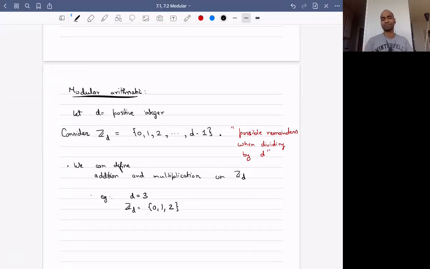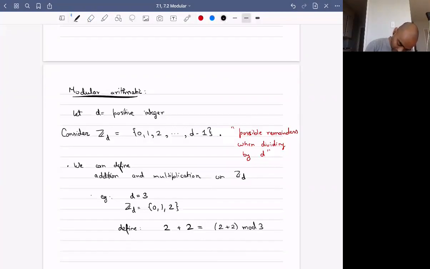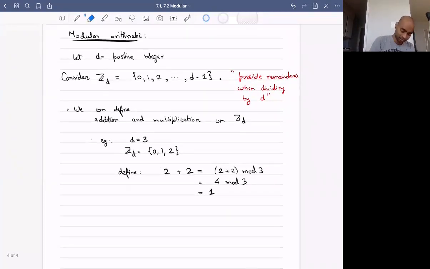Now you can see the problem is that if I add 2 to itself, I'll get 4, but 4 is no longer in there. But here's how I'll fix it. I'll define 2 plus 2 as 2 plus 2 mod 3. And that will become 4 mod 3. And that is the remainder that is left when you divide 4 by 3. So that becomes 1. So in Z3, 2 plus 2 is 1.